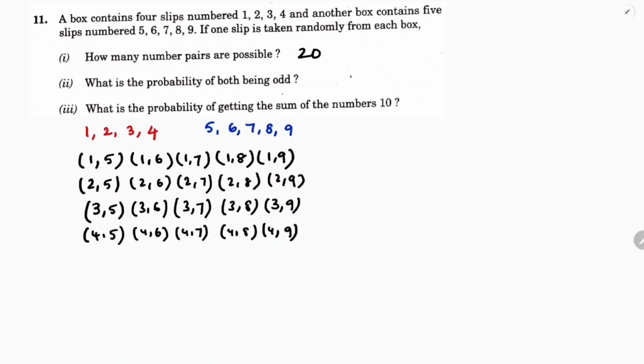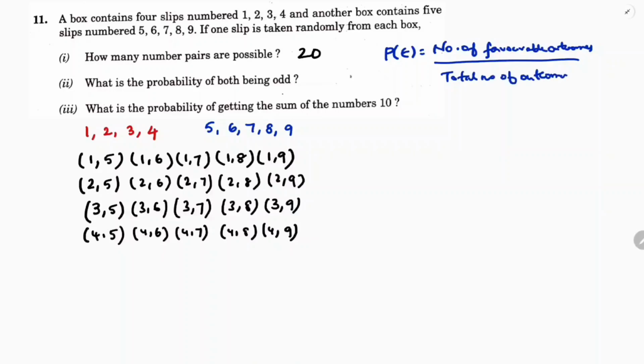4 times 5 is 20. What is the probability of both being odd? Now, probability of an event is number of favorable outcomes by total number of outcomes. So here, probability of both being odd numbers. Total number of outcomes are 20.